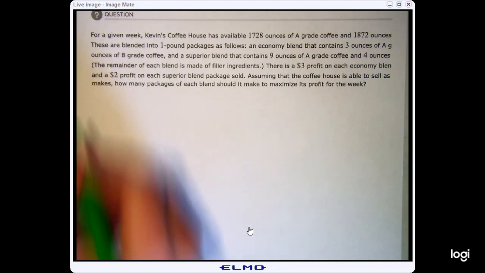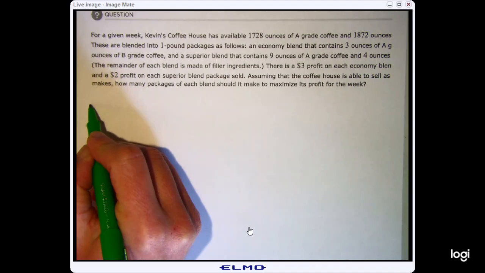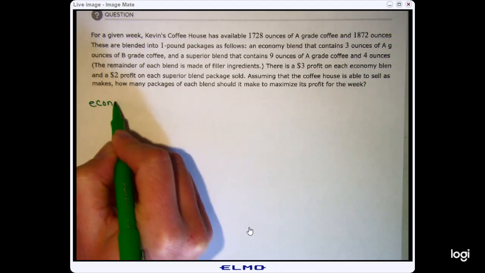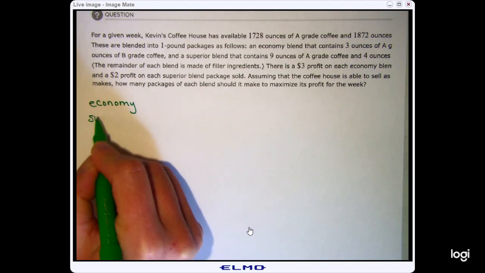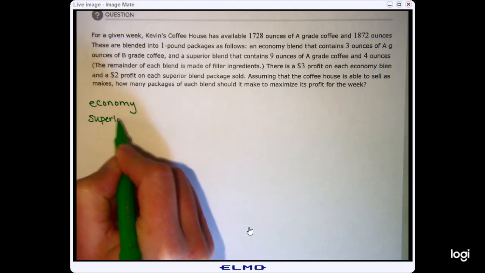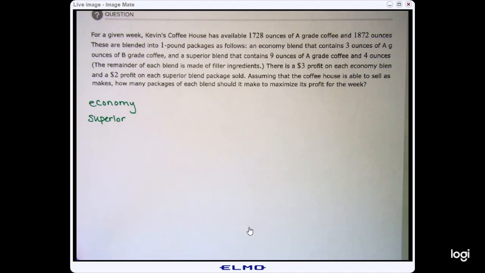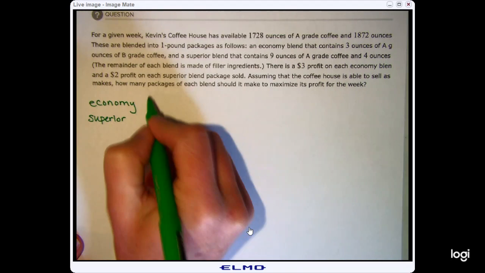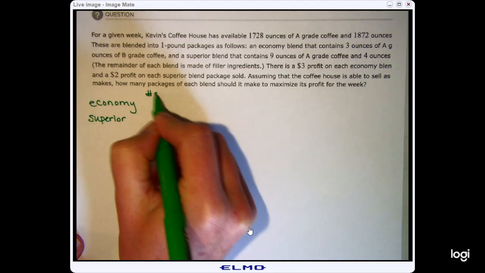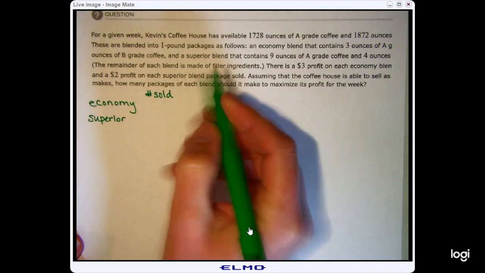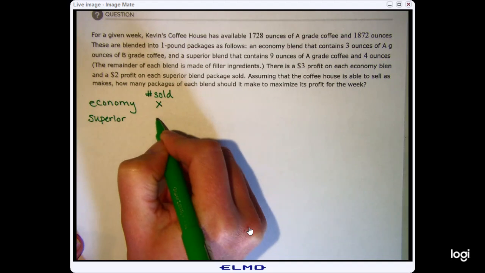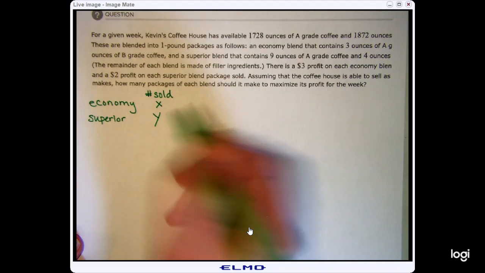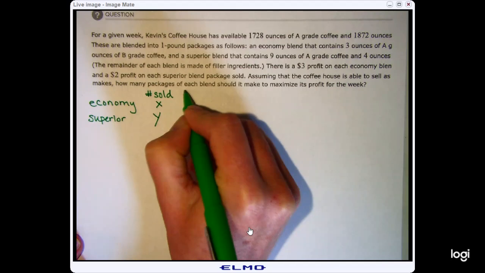Let's go ahead and just get started. First of all, we have an economy blend, and we have a superior blend. We're going to be talking about the profit right now. We're going to sell a certain number of each, and we don't know what that is. Let's let economy be X, superior be Y, and then we've also got a profit margin.